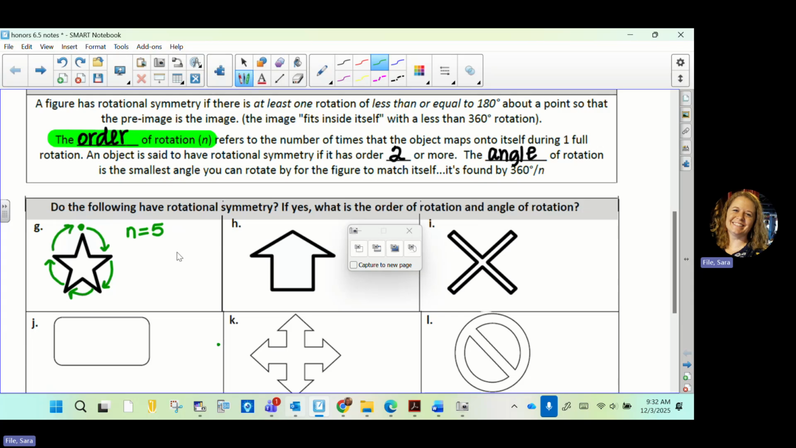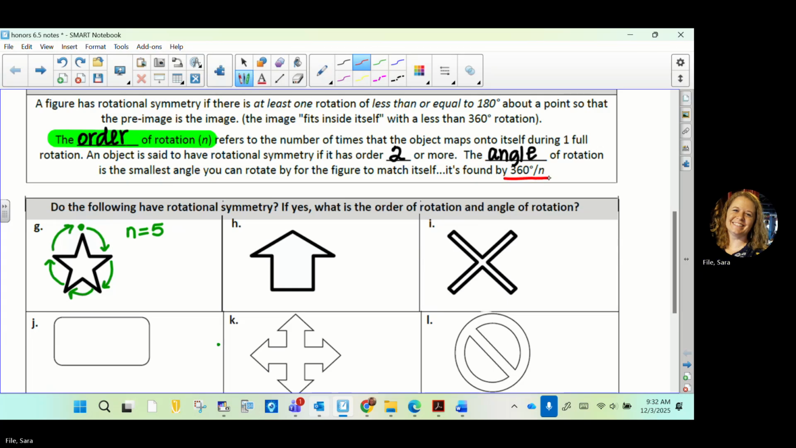Now, if I want the angle of rotation, what did it say to do to get the angle of rotation? Yeah, 360 divided by n. So 360 degrees is the full rotation. What's 360 divided by 5? It comes out to 72 degrees. So the angle of rotation is 72 degrees. That's the smallest amount that I could rotate this and it would look the same.